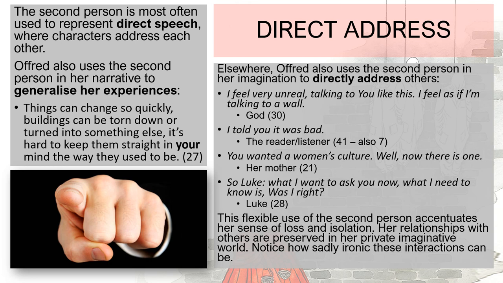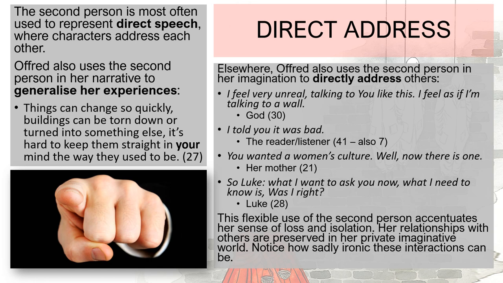Perhaps this is a way of her trying to express how her experiences are like those that other people would have. Elsewhere, the second person is used as a form of direct address, and particularly for different reasons, really. If we look at that small quote from chapter 30, I feel very unreal talking to you like this. I feel as if I'm talking to a wall. Chapter 30 contains a prayer which is framed in the second person perspective, in which that second person is used for Offred's narrative to address God.